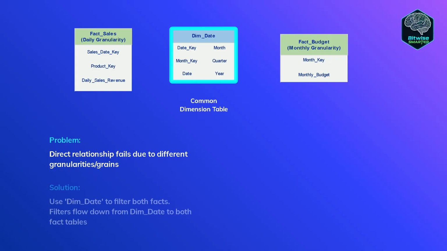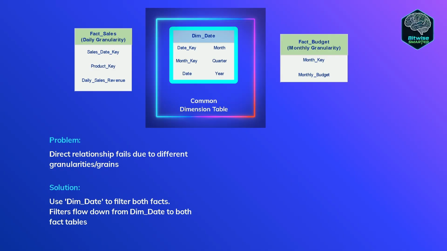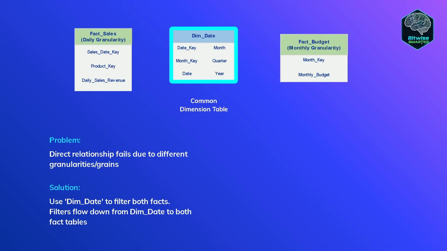Step 1. Create or use a central date dimension table. This table should contain all granularities you need, from year, quarter, month, down to day. Importantly, it should have a unique date for each day in your relevant period. Step 2. Link both fact tables to the date dimension table.